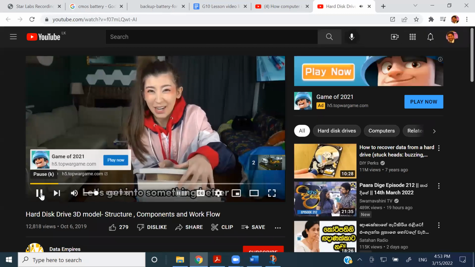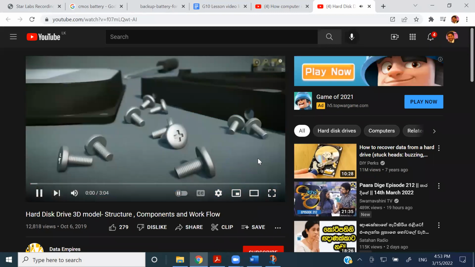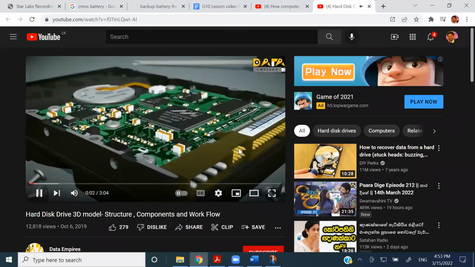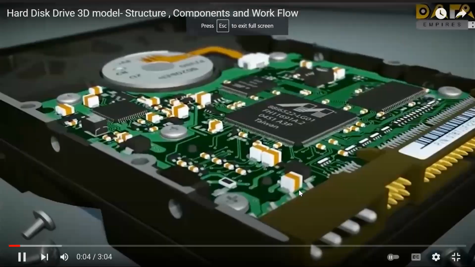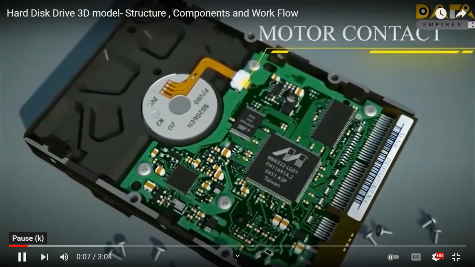Let's get into something better. Okay, this is going to be super easy. I'm just going to stack up these blocks. So like, see it carefully, people. It's going to dismantle the hard disk, and you will see the platters, actuators, and all these things. So once we are done with this video, we are going to end the session for today. So look closely after that. Goodbye.